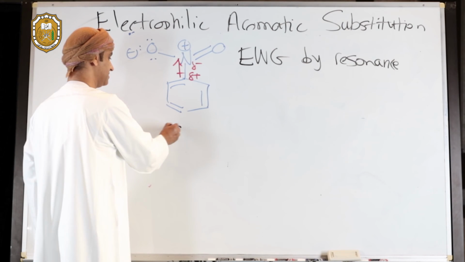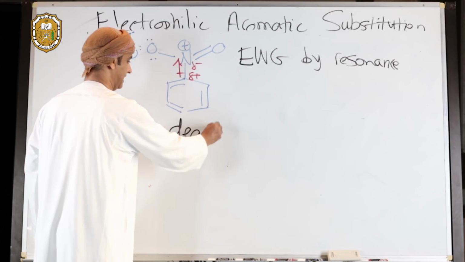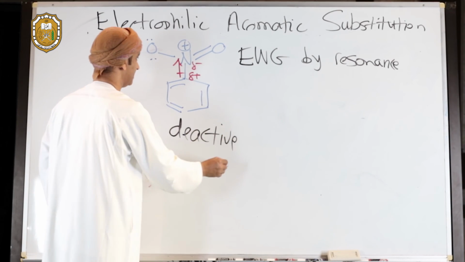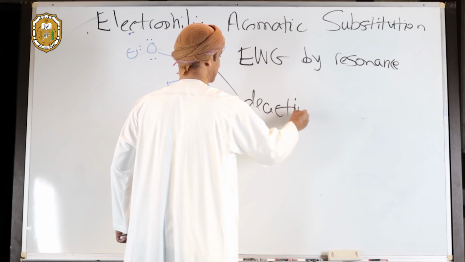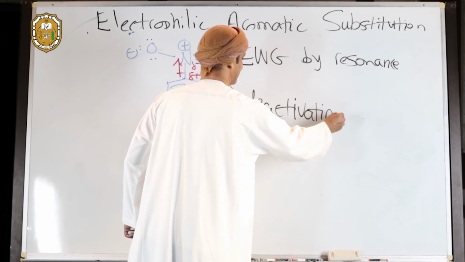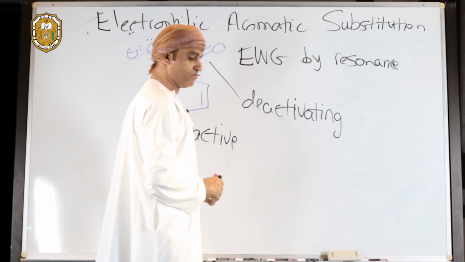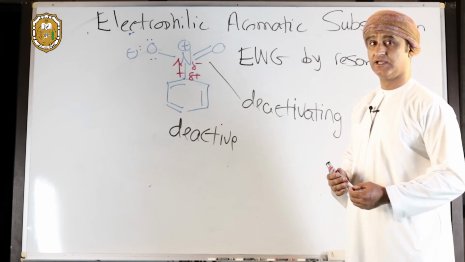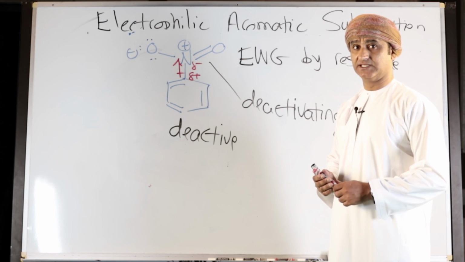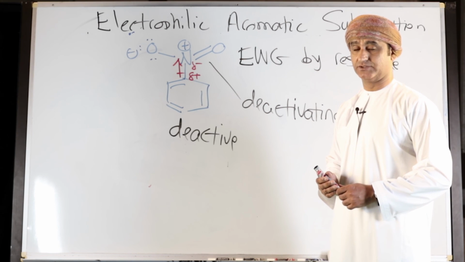This benzene is also described as deactivated. Therefore, the nitro group is also described as deactivating. It's a deactivating group because now the benzene ring is deactivated. It's much less reactive than unsubstituted benzene itself in electrophilic aromatic substitution reactions.